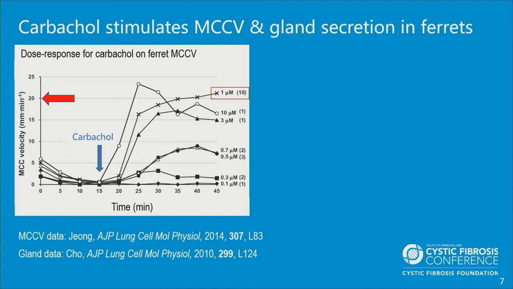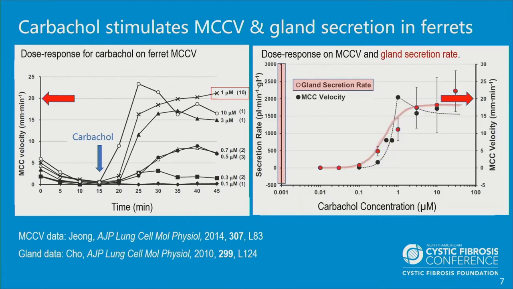Time is on the bottom. Now, the interesting thing about this is that the maximal velocity we got was 20 millimeters per minute, and that was reached with 1 micromolar. Going above 1 micromolar did not give you faster secretion, faster velocity. When we looked at gland secretion in different experiments and compared the two dose response curves, you could see they overlapped fairly well. 20 millimeters per minute is maximal velocity. I'd like you to remember that.